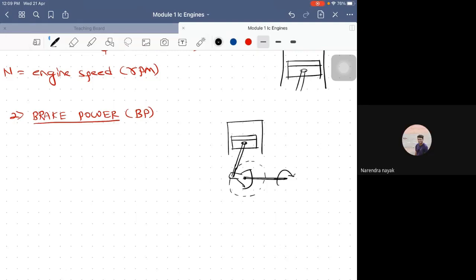So the power which is developed inside an engine is known as what? We have discussed just now. Indicated power. Very good. Now, the power which is available at the crankshaft, so this is the crankshaft, isn't it? The power available at this crankshaft is known as the brake power. So what is brake power? Brake power is the power which is available at the crankshaft. So how do you calculate it?